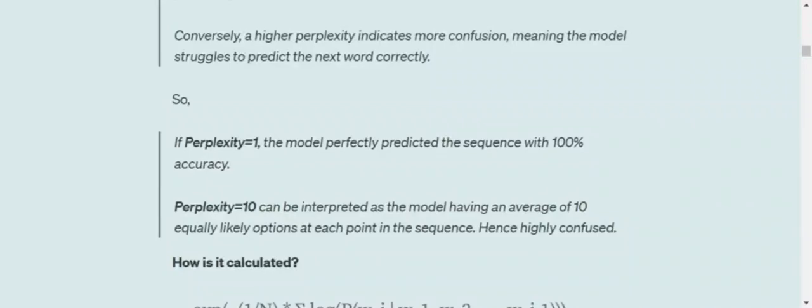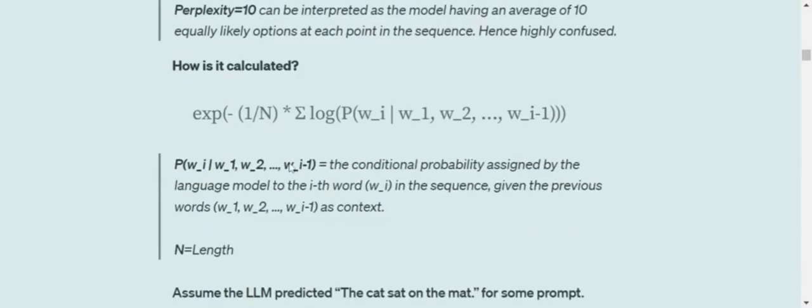So if perplexity equals 1, the model perfectly predicts the sequence with 100% accuracy. So basically the model is not at all confused. But if perplexity equals 10, it can be interpreted that at any given point of time, the model has about 10 options to choose from to put a word in the next sequence. And eventually, the model is very confused because it has 10 options to choose which word to put in. Hence, it is not able to clearly decide. So, the higher the perplexity, the more confused the model is.